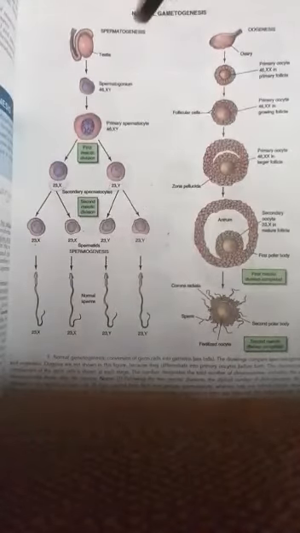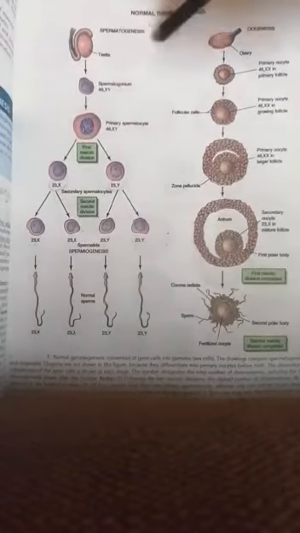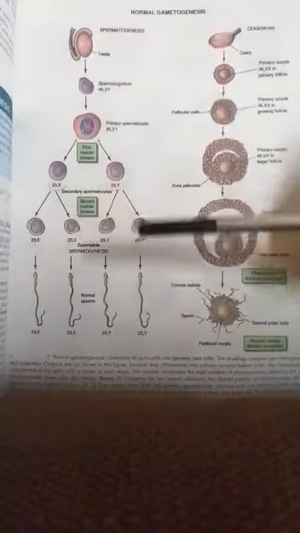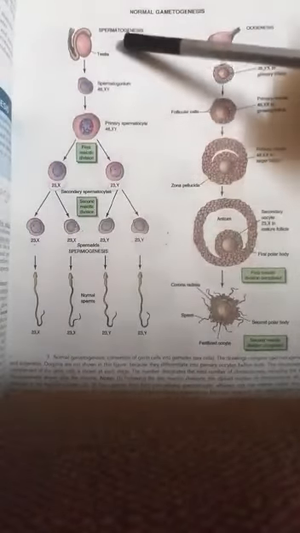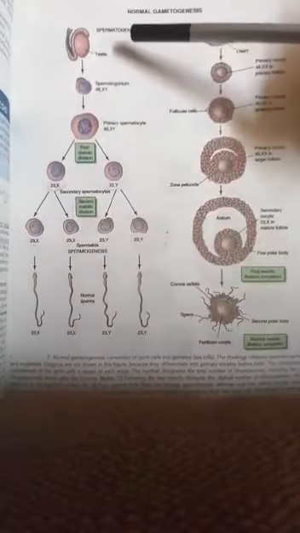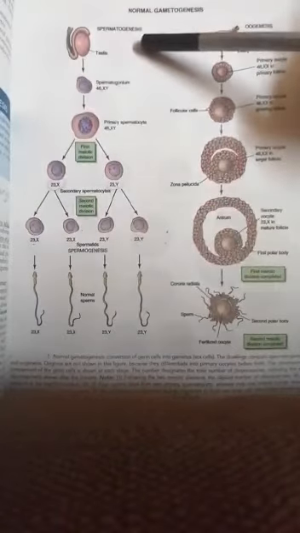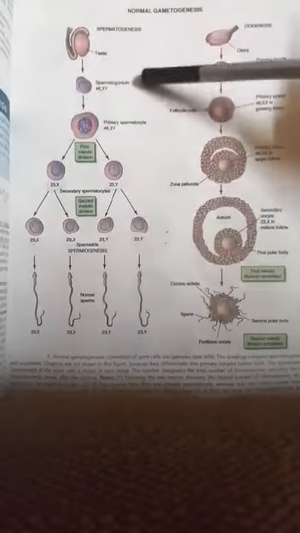Spermatogenesis is a process, a sequence of events, that forms a mature sperm from the spermatogonia. This whole process takes place in the testes of a male at the age of puberty, that is around 11 to 15 years of age. When the male reaches puberty, spermatogenesis occurs.